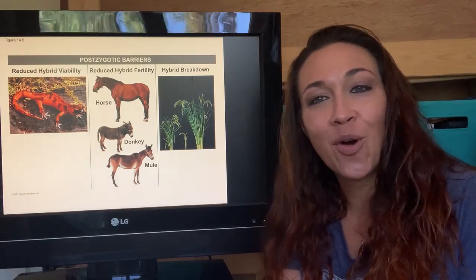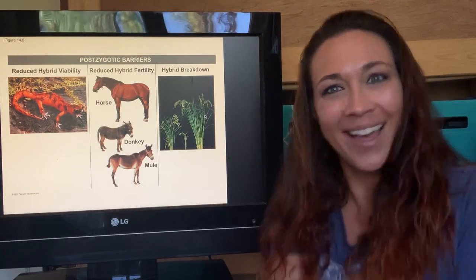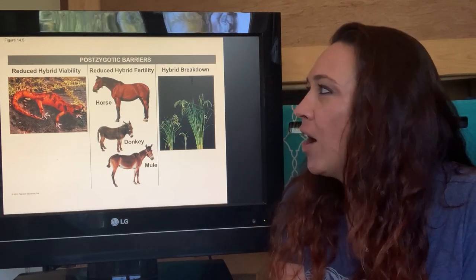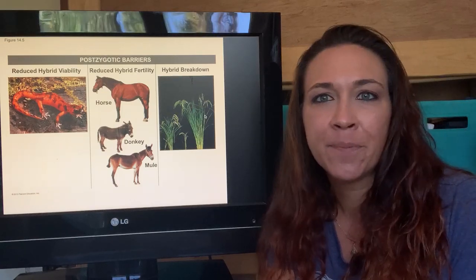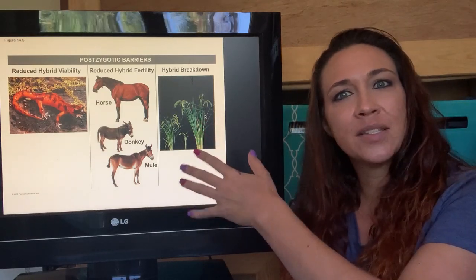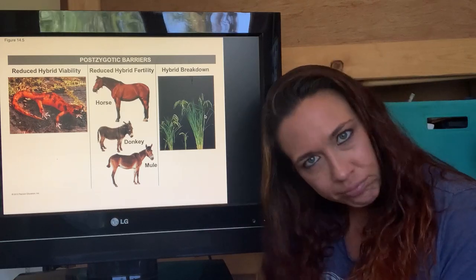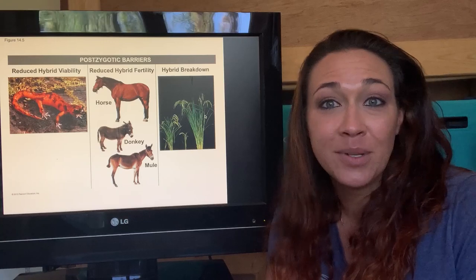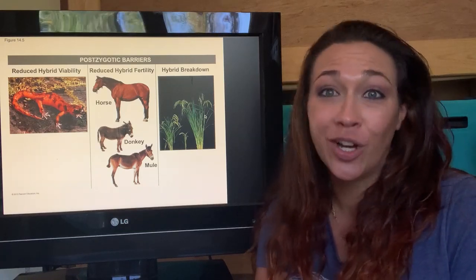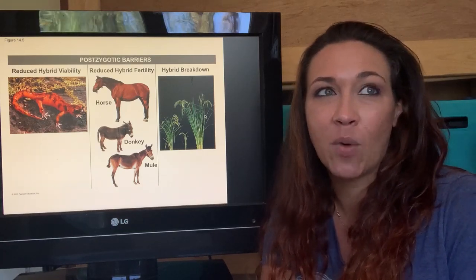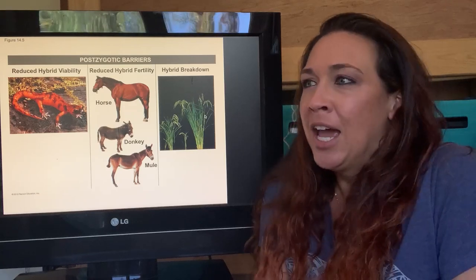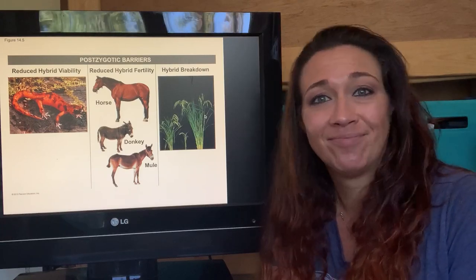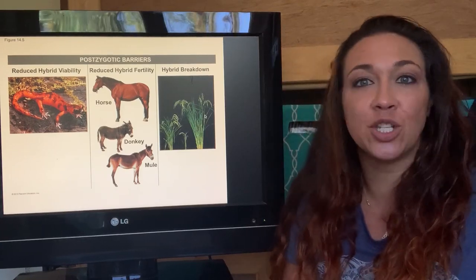Hybrid breakdown. You die. You just don't do as well. Hybrid viability and breakdown are kind of the same thing. So maybe you were actually able to form a zygote, but it instantly starts to break down, so your hybrid is not going to be able to survive. It's not going to be sterile if it does survive, and it's certainly not going to live as long as it should have in the wild. And it's maybe not going to be as intelligent, as smart, as healthy. It's not going to be good, because you're two different species. You're mixing things that shouldn't be mixed.